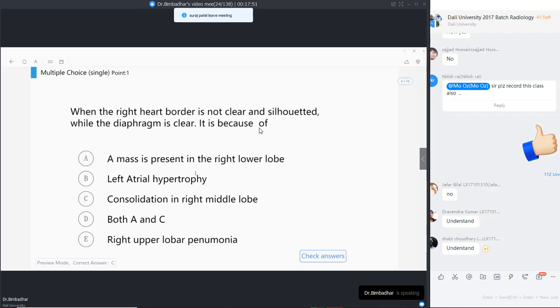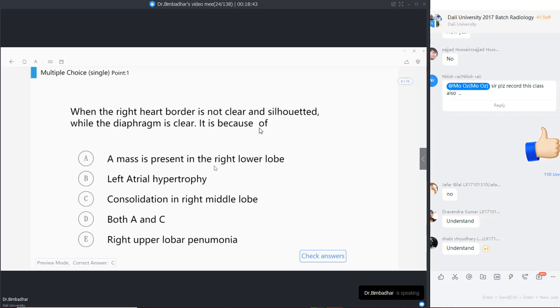Silhouette sign can be technically defined as when the edges of any structure are blurred. This happens because of the pathology present in the anatomically related structure. When an anatomical structure's edge is blurred out due to some opacification, it starts to appear hazy. The fact you have to understand here is that the anatomically related structure is the one having the pathology, not the structures whose borders have been obscured. So this is the application of the silhouette sign.